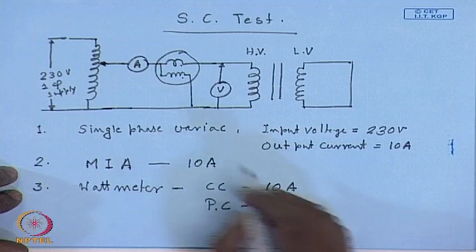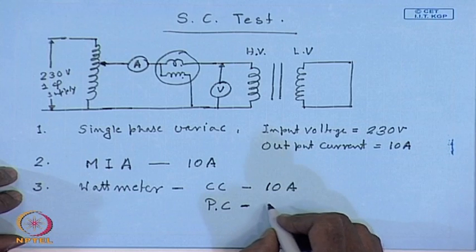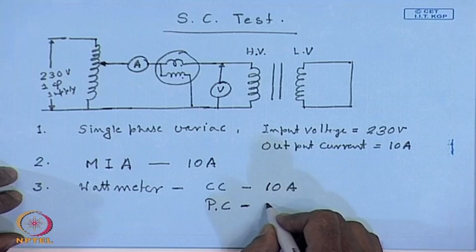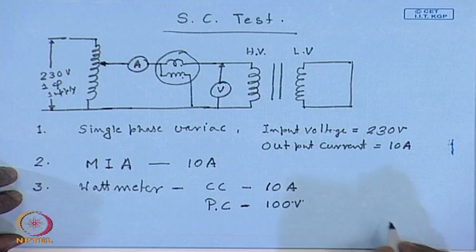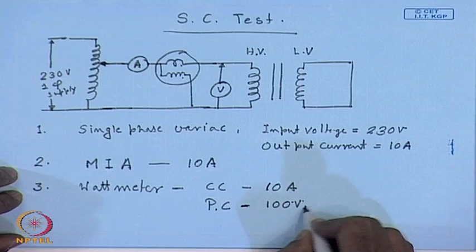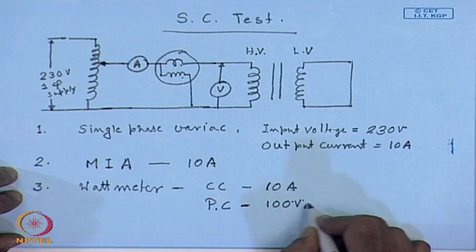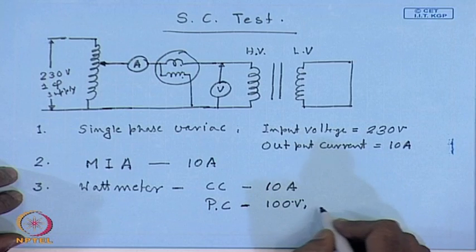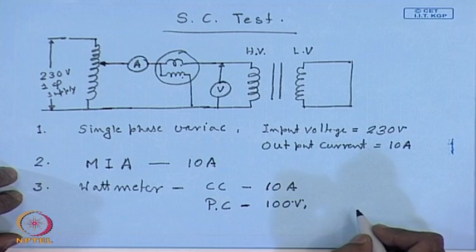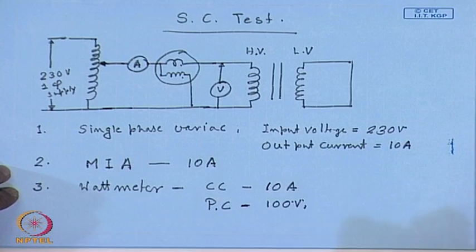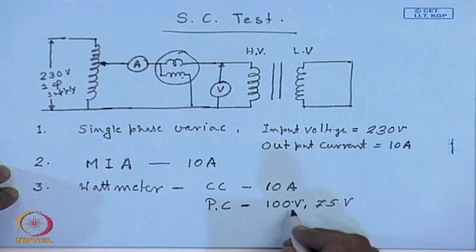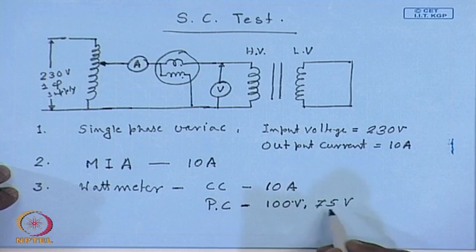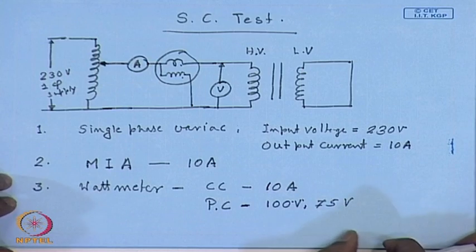So, let us choose a wattmeter whose potential coil can read, say, 100 volts. It may be even lower, can be even 50 volts possibly, but it is difficult to get a wattmeter of that rating. So, let us choose 100 volt. A 75 volt is a normal rating that is usually available. So, it may be even 75 volts.